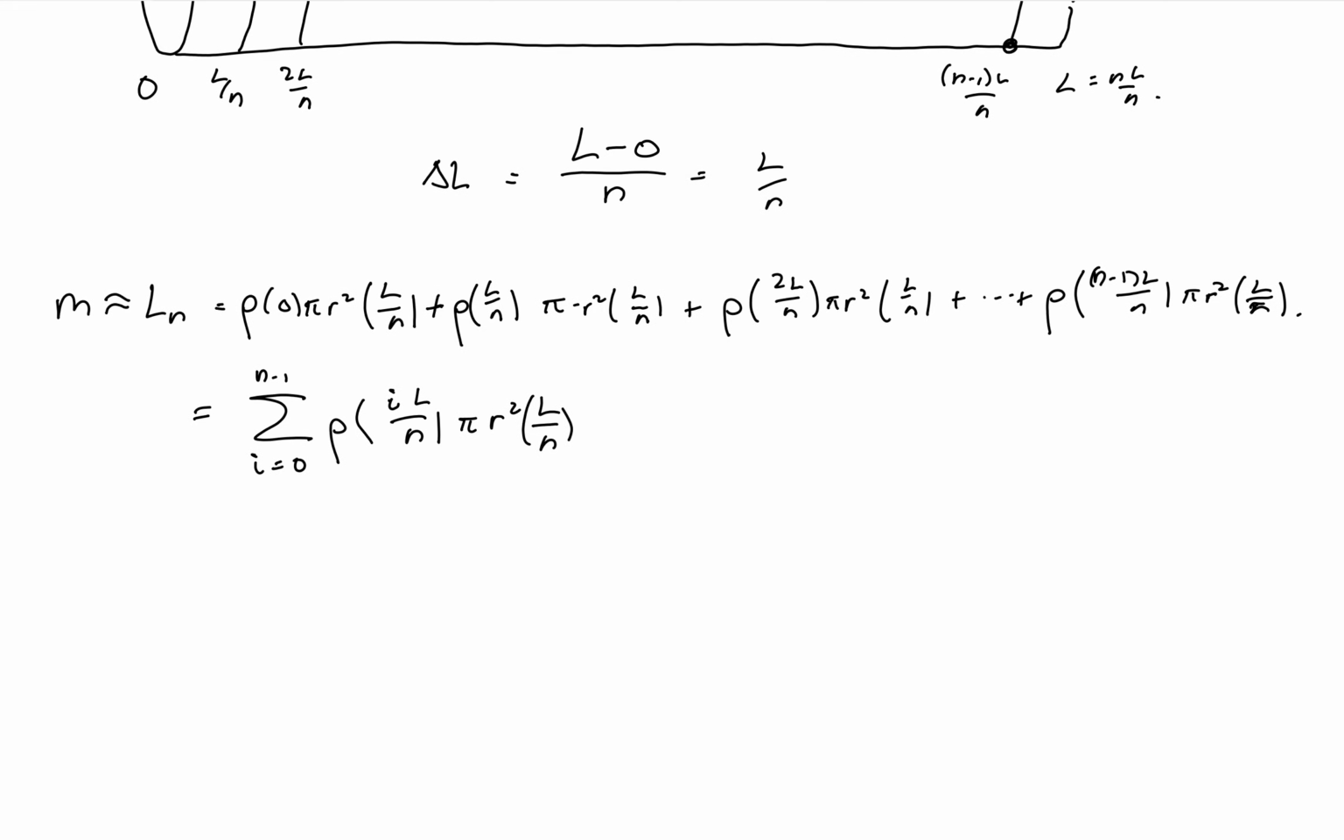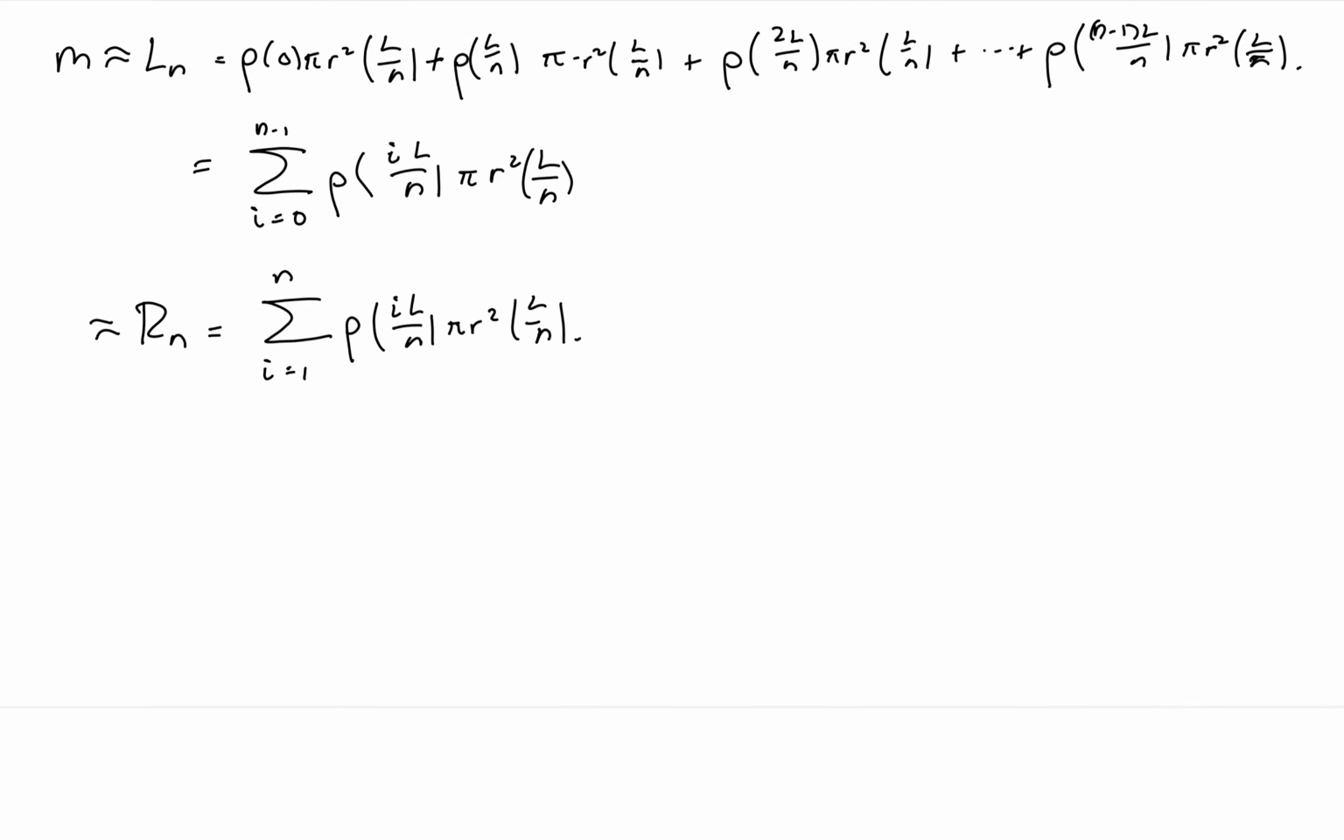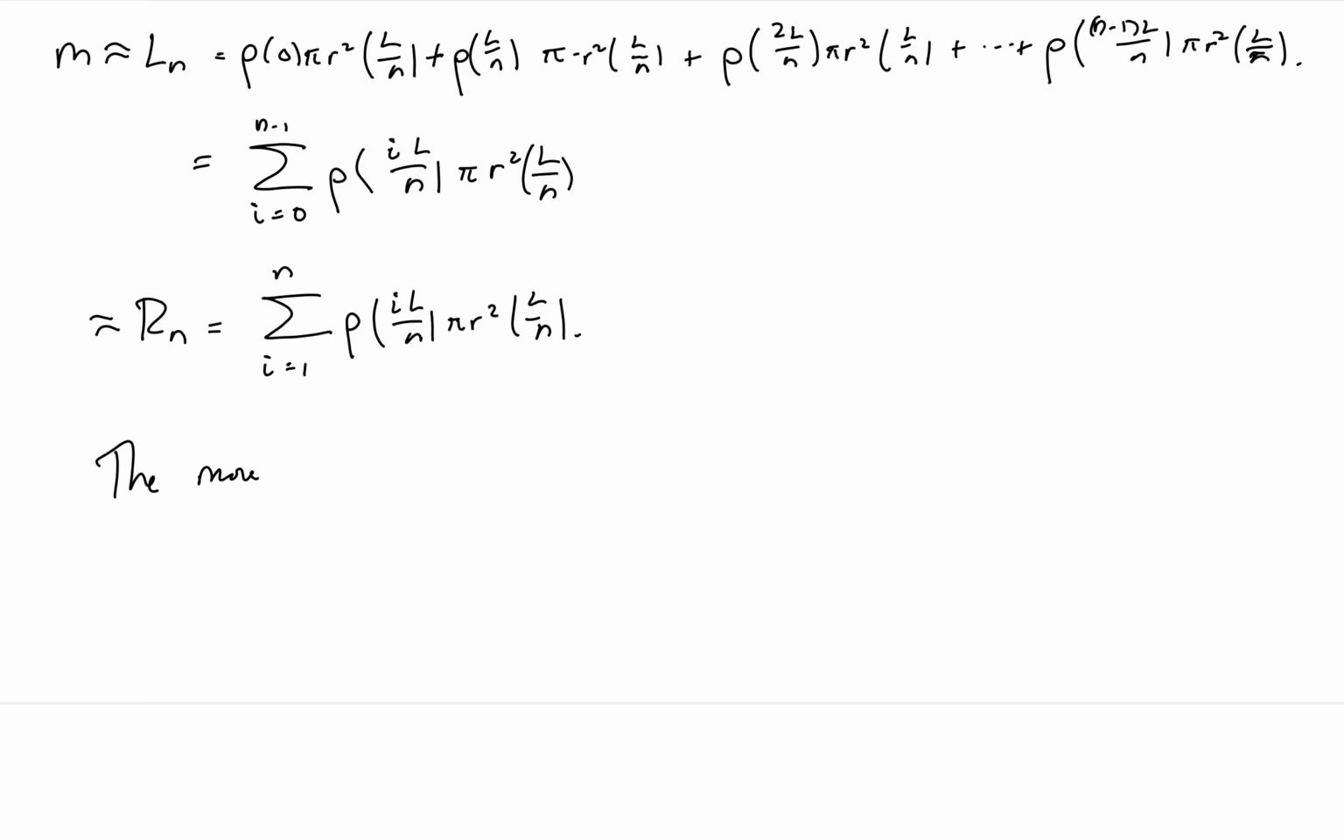And similarly, we could do the right Riemann sum. In this case, we'll just write this out. So now we start with the 1 and go up to n of row of i L over n, pi r squared L over n. And we can see we keep getting better and better approximations the more pieces we break this up into. So the more pieces we slice the pipe into, the better our approximation. So the more and more pieces I use, the better my approximation.